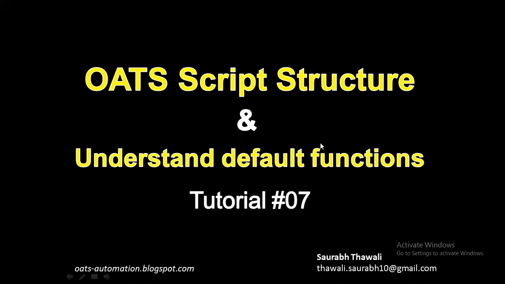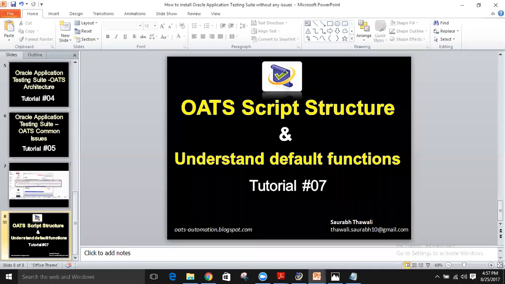Hi everyone. Today we are going to see the OATS script structure and we will understand the different default functions it gives us whenever we try to create a new OATS script. So basically whenever you create a new script, you get some default script structure with some default functions, something like initialize, run and finish. So we'll try to understand the importance of those and what happens if I try to remove those functions or if I try to change the sequence of those functions and so on. So let's try to understand the default structure of OATS script.